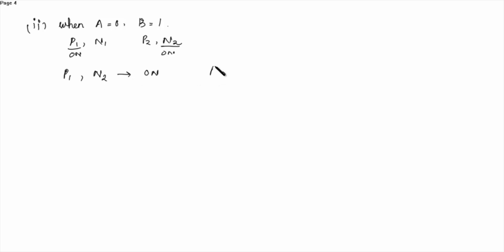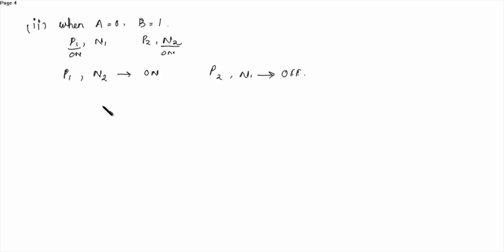The second condition is when A is equal to 0 and B is equal to 1. So here same P1 N1 and here it is P2 N2. When A is equal to 0, P1 will be activated, or this is on. When B is equal to 1, N2 will be on. So P1 and N2 will be on, P2 and N1 remain off.